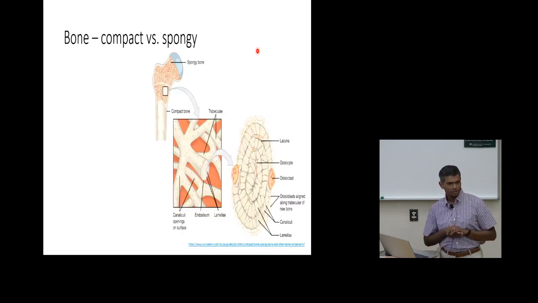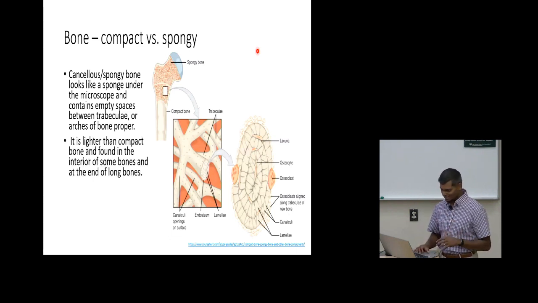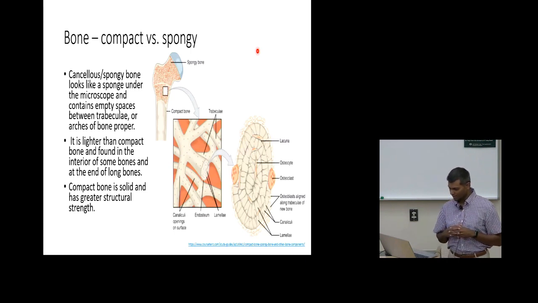And then I just want to point out the difference between the spongy bone and the compact bone. The spongy bone has a lot of empty spaces, and that's why it is less dense compared to the compact bone, which has fewer spaces and greater structural strength as well.